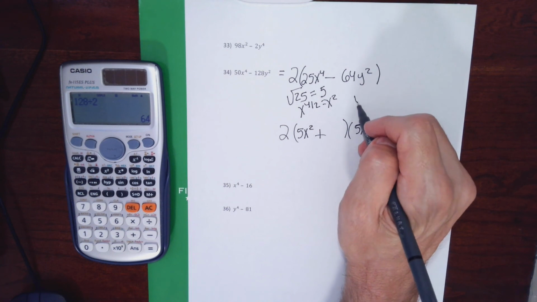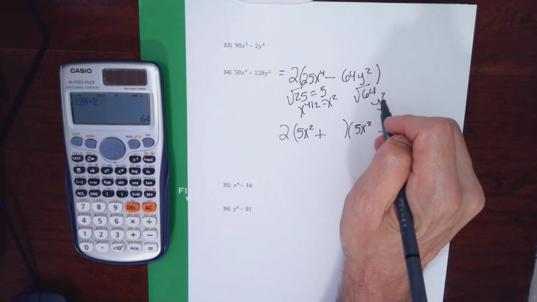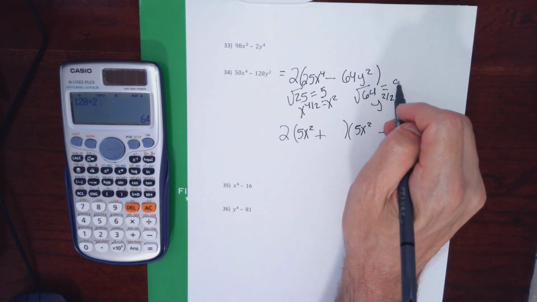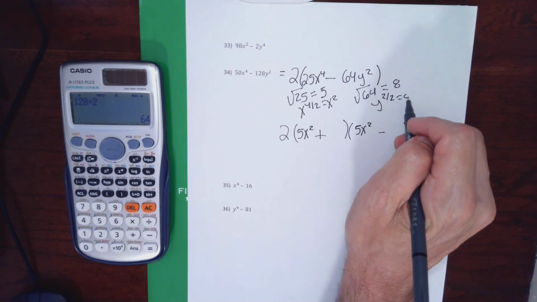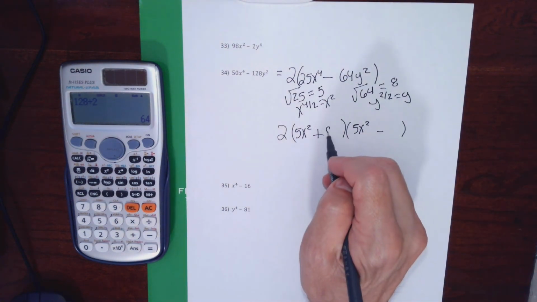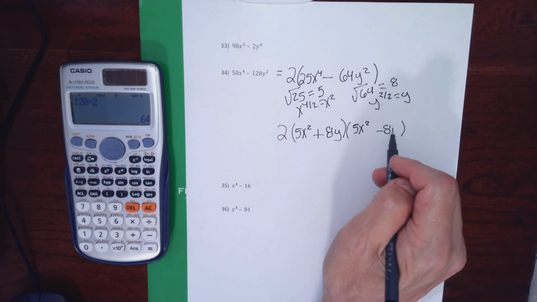Following my signs, I need to square root the 64 and divide the exponent of the y by 2. Square root of 64 is 8. When you divide the exponent of the y by 2, you get y to the first. So following my signs, I need a couple of 8y's.